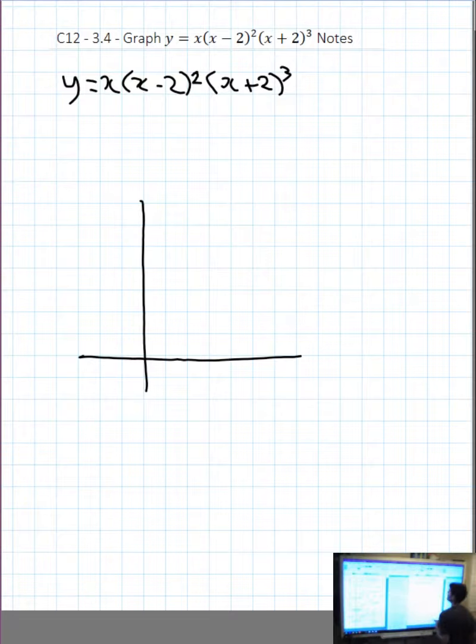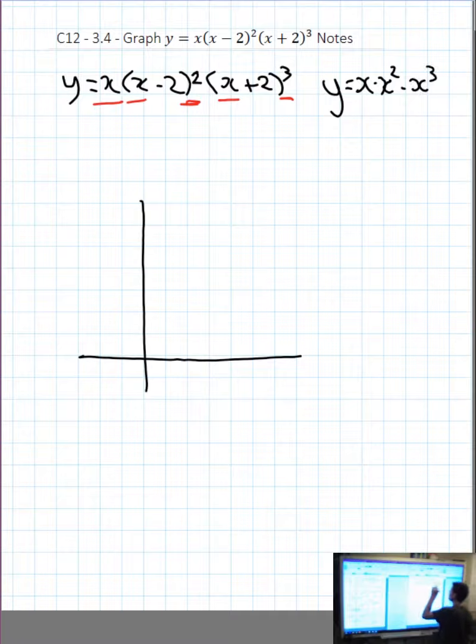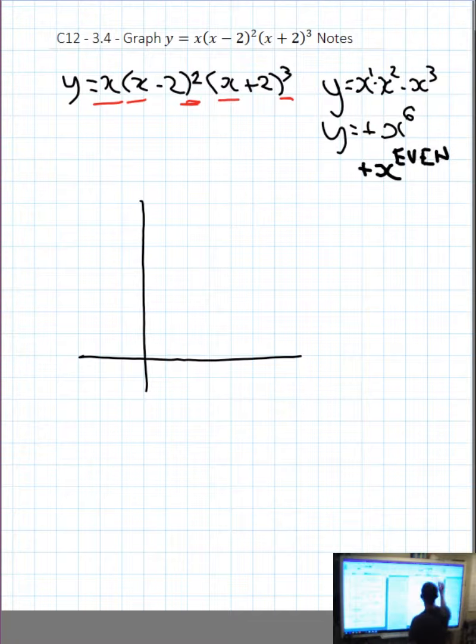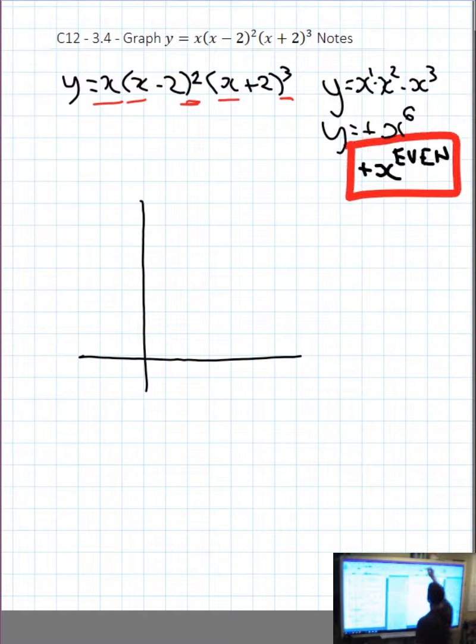So the first thing I'm going to do is take this x, and multiply it by this x minus 2, which is squared, and multiply it by this x plus 2, which is cubed. So y equals x times x squared times x cubed. And I know that I get y equals a positive x to the 1, 2, 3, 4, 5, 6, which is a positive x to the even. And I know from the previous examples, if I have a positive x to the even, like positive x to the 6, I start by putting my arrow tips going up and up.